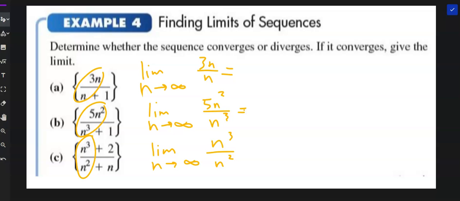Does it reduce? To what? 3. Therefore, you just told me what happened, right? It's converging to 3.